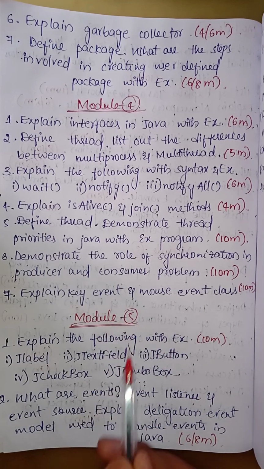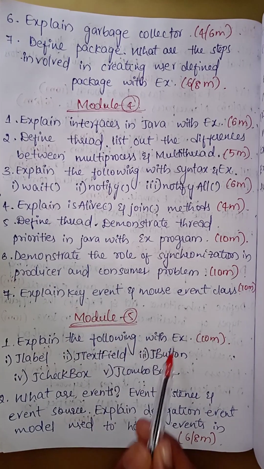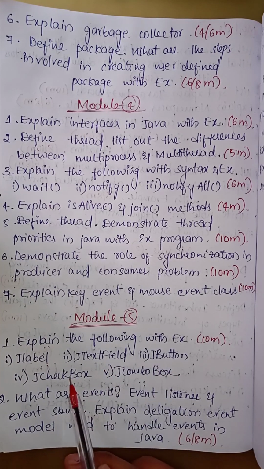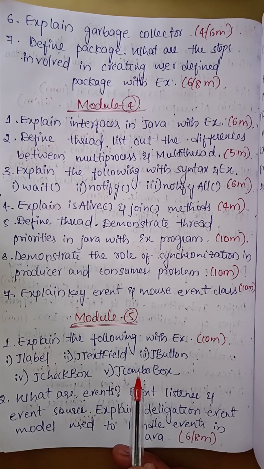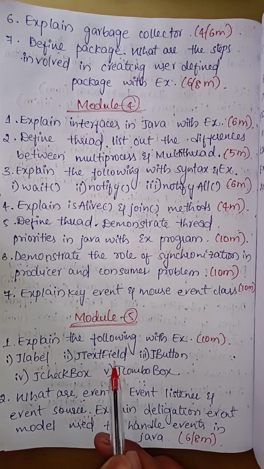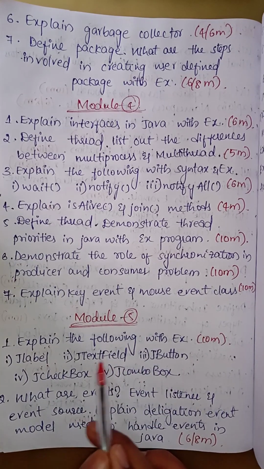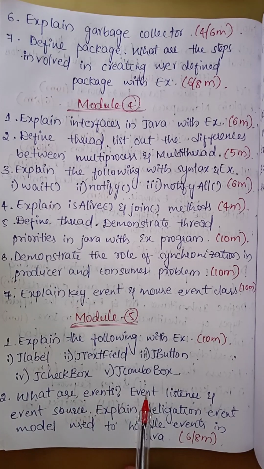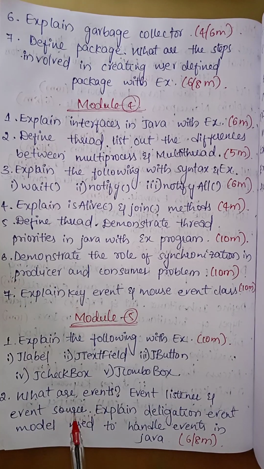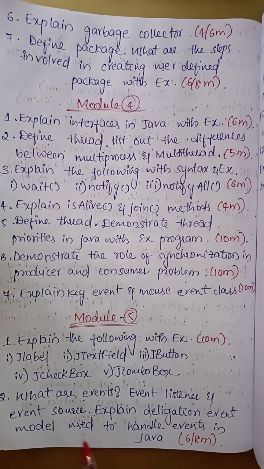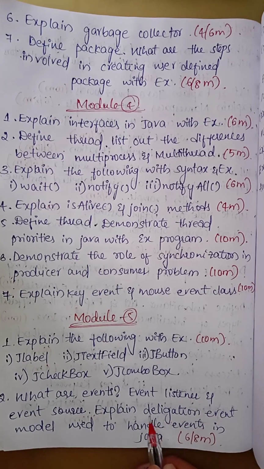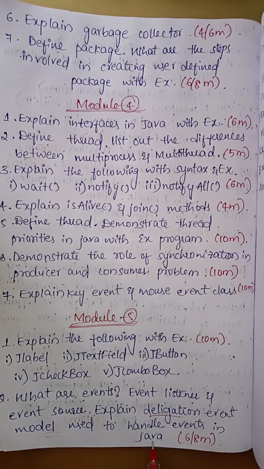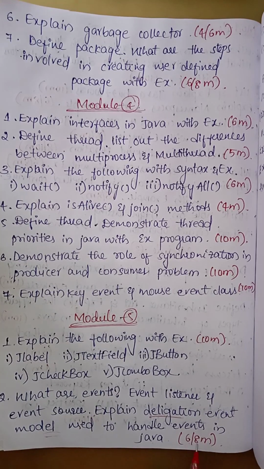Let's see module 5. Explain the following with example: JLabel, JTextField, JButton, JCheckbox, JComboBox. This is a very important question for 10 marks. They will ask, each carries 2 marks. What are events? Event listener and event source. Explain the delegation event model. This is very important. Use it to handle the event in Java. This is for 6 to 8 marks.